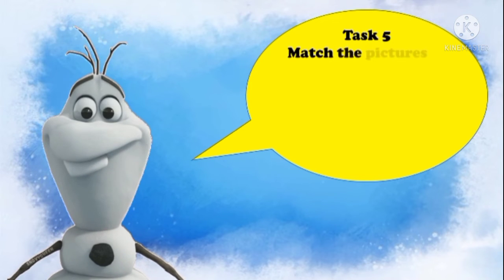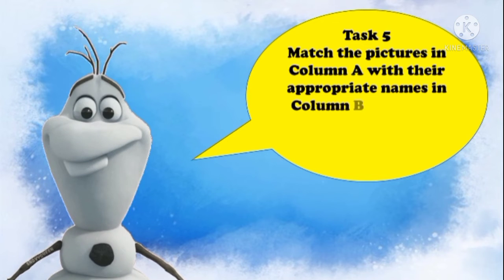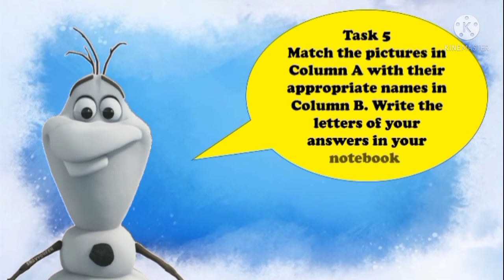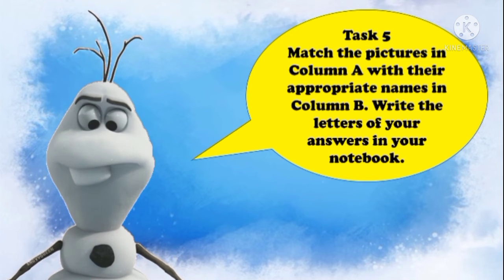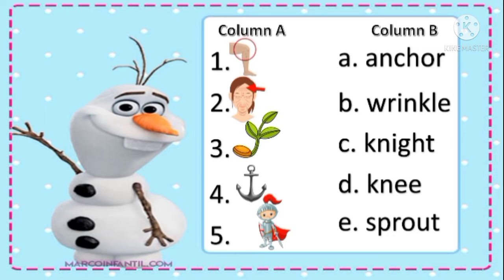So for task 5, match the pictures in column A with their appropriate names in column B. Write the letters of your answers in your notebook. Number 1. What is the correct answer? Very good, letter D, knee. Number 2. Good job, letter B, wrinkle.